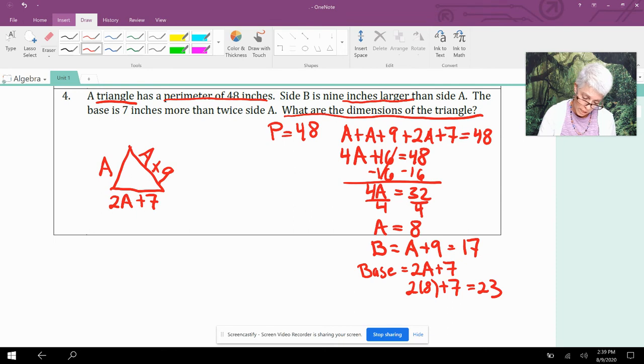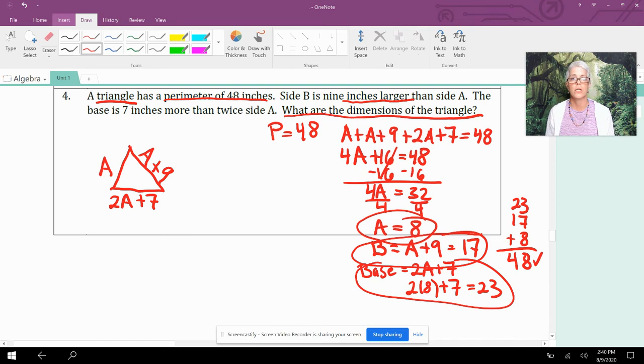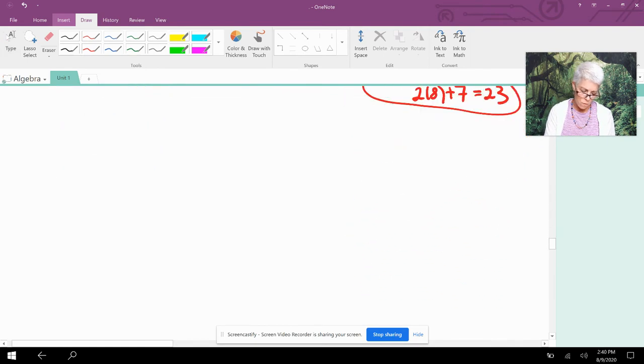So let's just double check our work. 23, 17, 8, 8, 9, 10, 15, 16, 17, 18. Yes. Check, check. Got it right. So you can see that we have 1 answer, we have 2 answers, and we have 3 answers. So 3 dimensions. So make sure you pay attention to that. That's what it's asking you for.